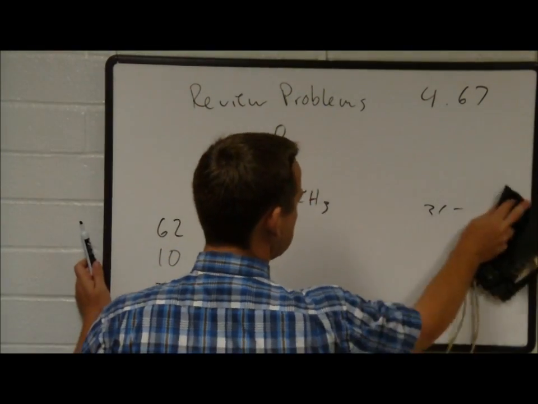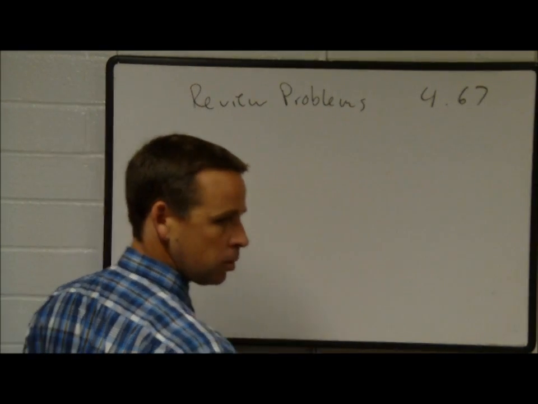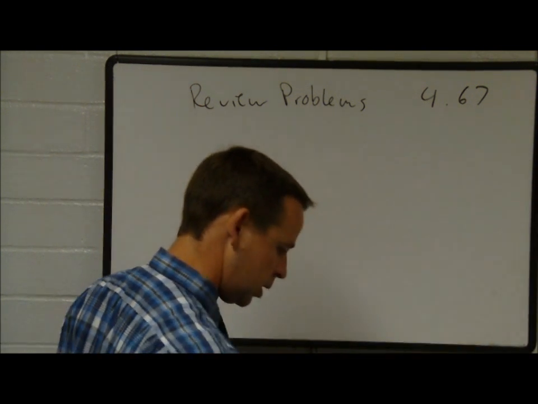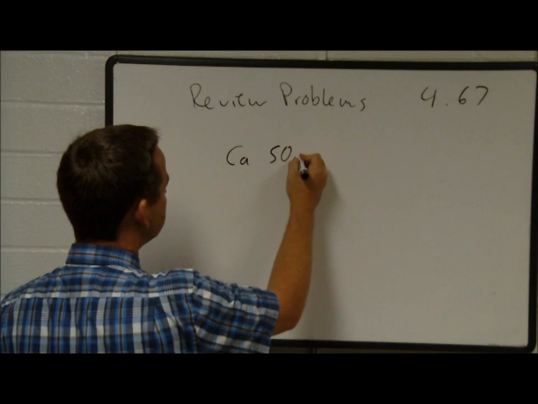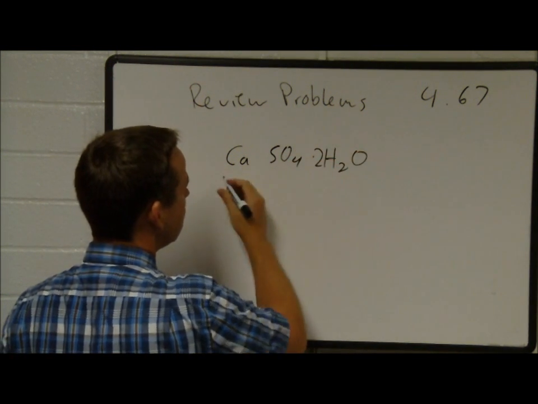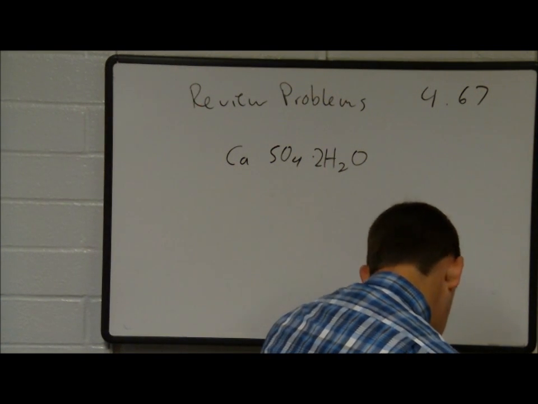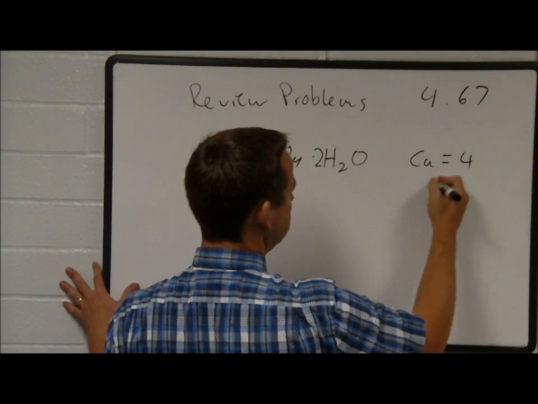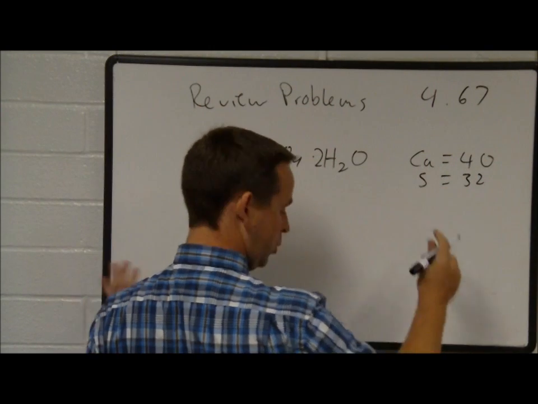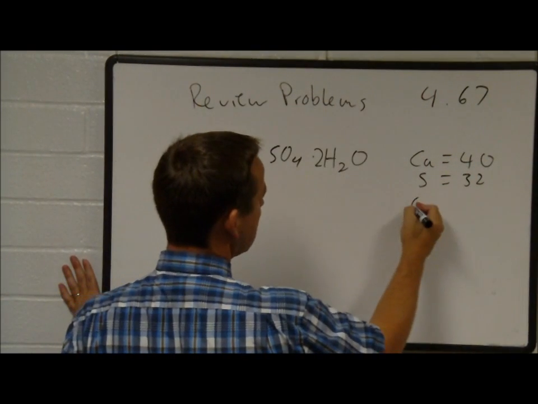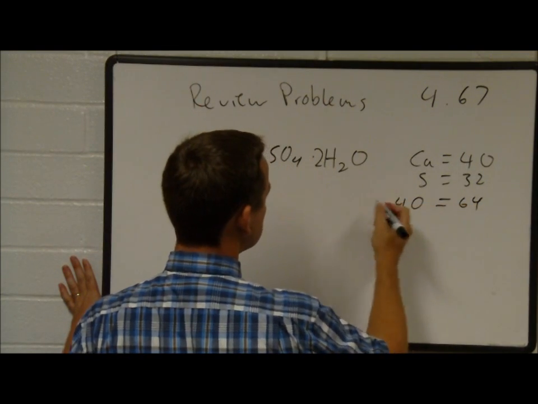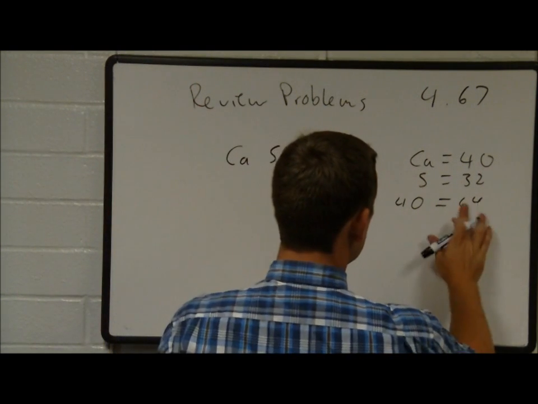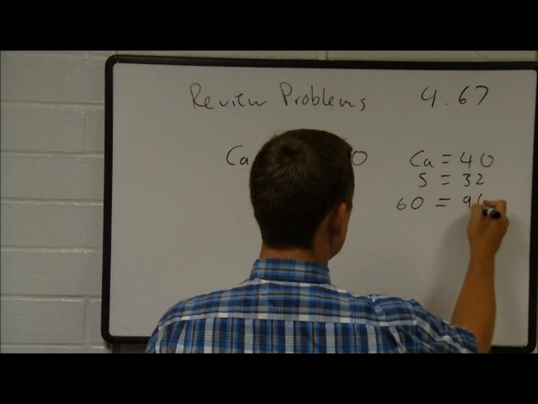Calcium sulfate dihydrate. Okay, let me check. Calcium sulfate dihydrate. Okay, so calcium, I think it's 40, isn't it? Oops, yeah, 467 still. Sulfur, 32. Oxygen, 16, 16, 32, 64 for 4 oxygen. Oh, but there's 6 oxygen. So 64 plus 32, 96. Because there's 6 altogether.